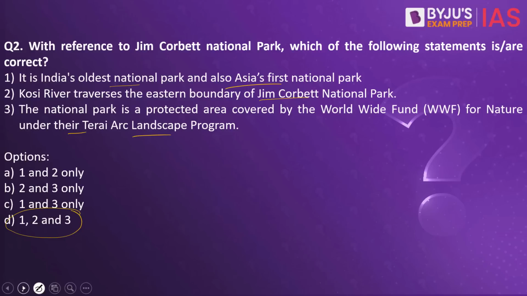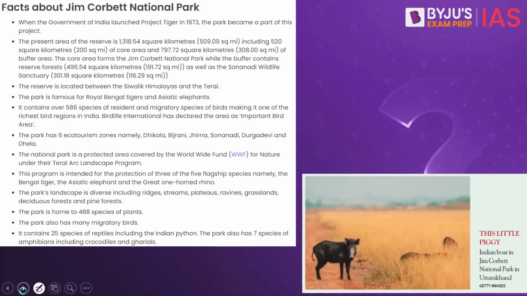Why have we taken this practice question? Because this article in The Indian Express makes a reference to Jim Corbett National Park. Back in the year 1936, India's first national park was established as Hailey National Park. This was named after the then governor of United Province, that is Uttar Pradesh back then, British India, Sir Malcolm Hailey. This also happens to be Asia's first national park as well.